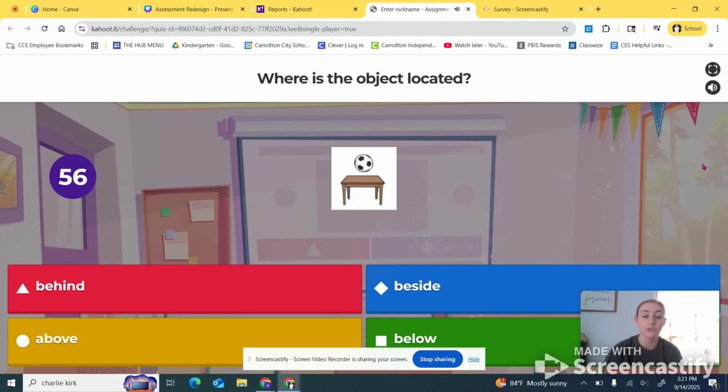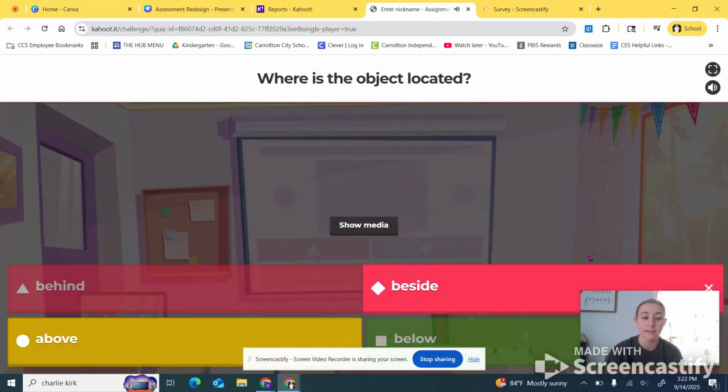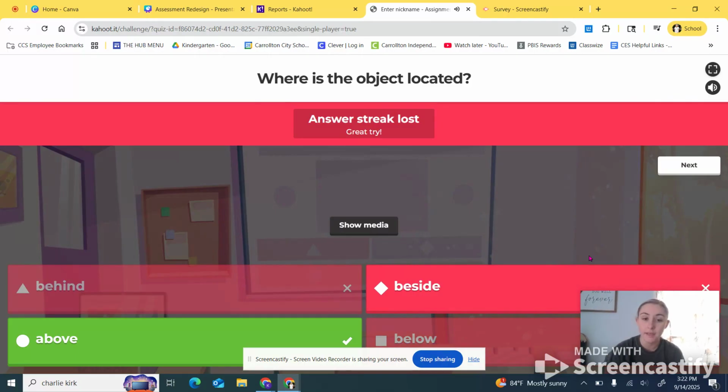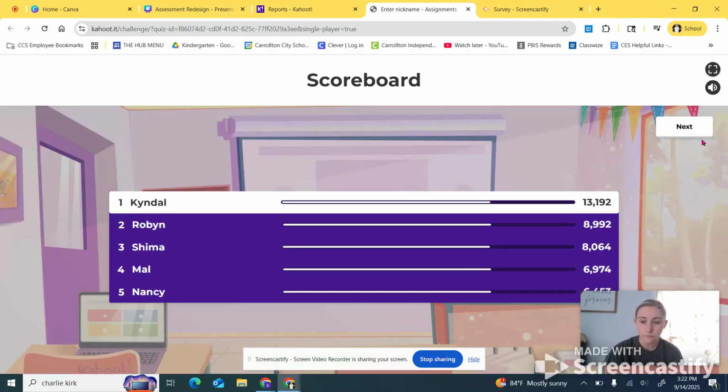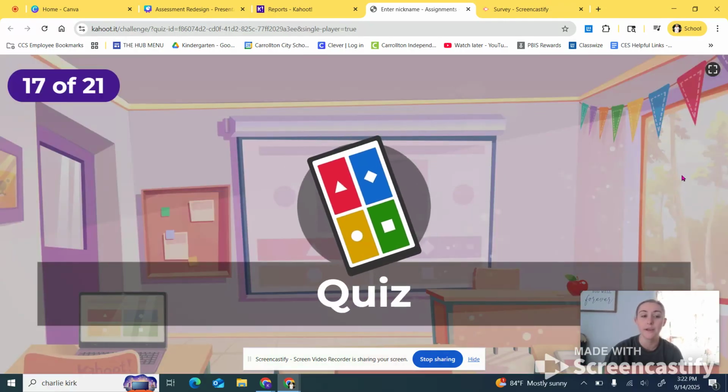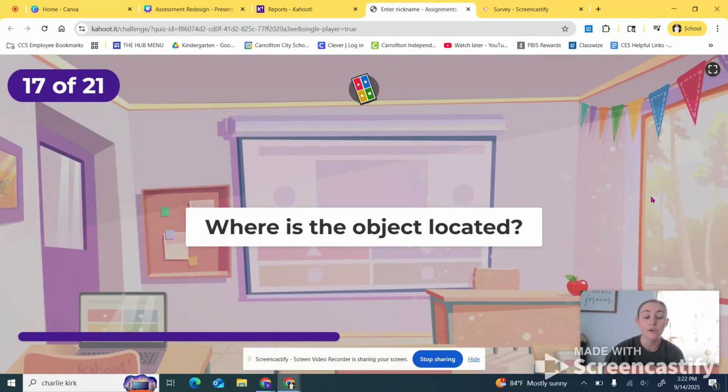So where is the object located? Behind the table, above the table, beside the table, or below the table? And of course, once again, if they get the wrong answer, it tells them that it is wrong. That was a great try, but the real answer was above the table. So they're also understanding what they are missing, and it also shows the teacher what they are missing too.